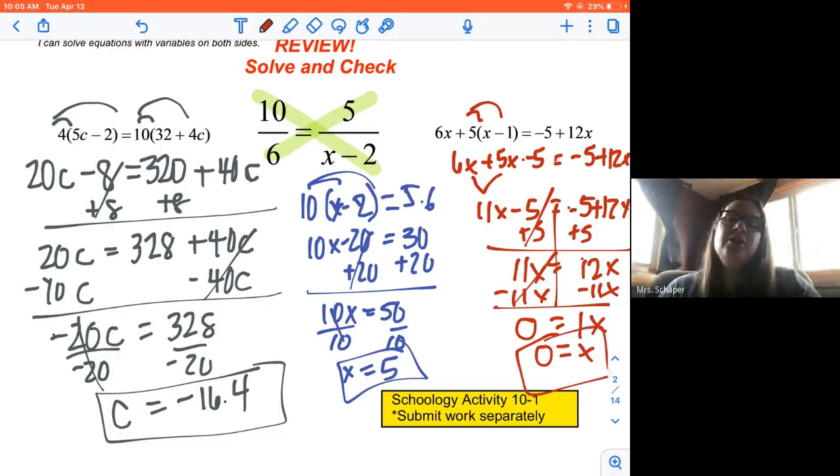All right. So when you're working through your Schoology activity, you're aiming to get 80% or better. We want to make sure that you're doing that. Save your work so that I can take a peek at that when we return to school too.